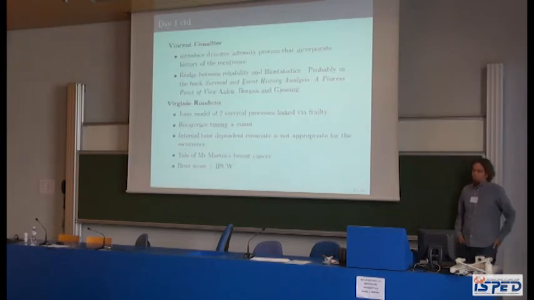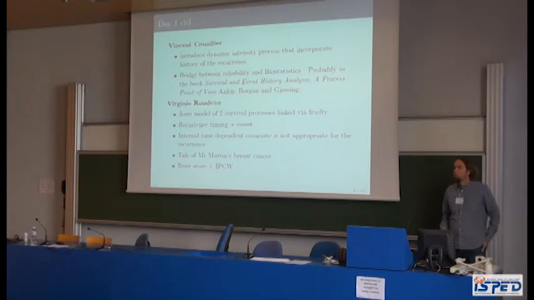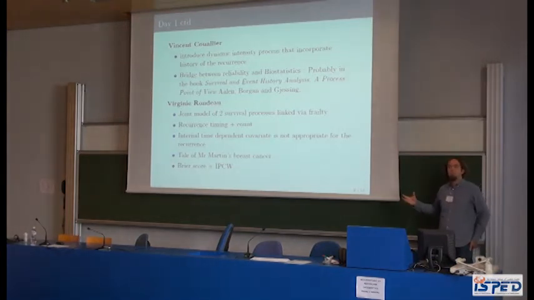Vincent Bouilier discussed the recurrent event problem with potentially an intensity that incorporates the history of recurrence, and he discussed the bridge that might exist between reliability and biostatistics, and I think it's probably in the book of Aalen, Borgan, and Gjessing, where they discussed dynamic covariates, which is something that incorporates the past of all the, how do you say, usure? In English, not in French.